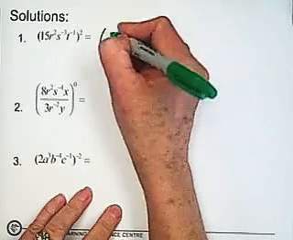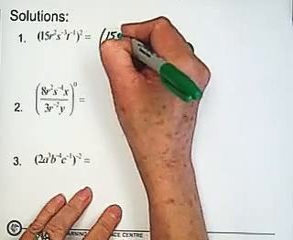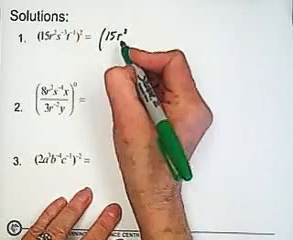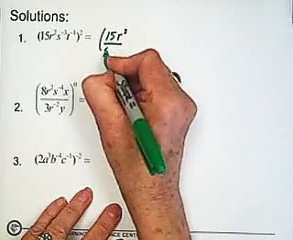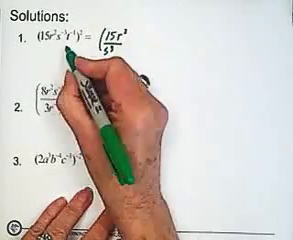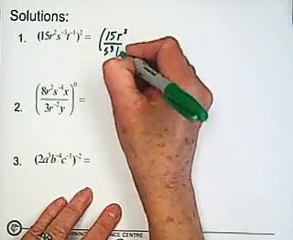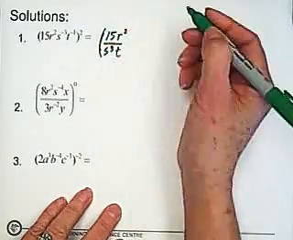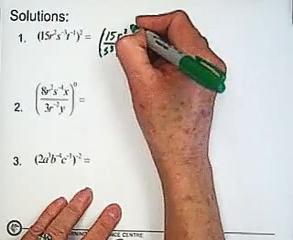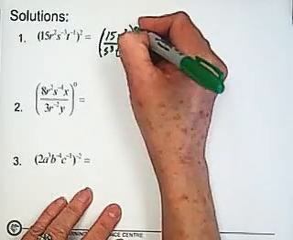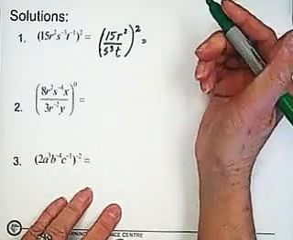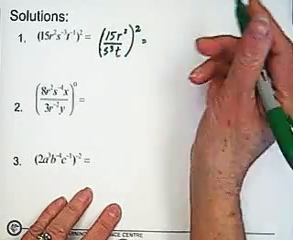Keeping my bracket, I have 15r squared. S to the minus 3 goes into the denominator and becomes a positive 3. T to the minus 1 goes into the denominator and it has an exponent of positive 1, which I'm not going to write because it just basically looks like a t. And this is squared. Now everything's positive and everything is squared.